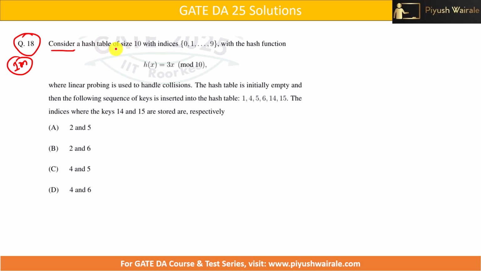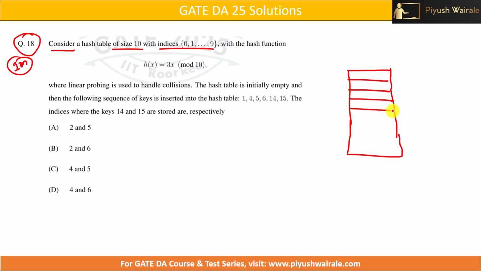Consider a hash table of size 10 with indices 0 to 9. So here we have a hash table having 10 slots, starting from 0, 1, 2, 3, 4, 5, 6, 7, 8, and 9.